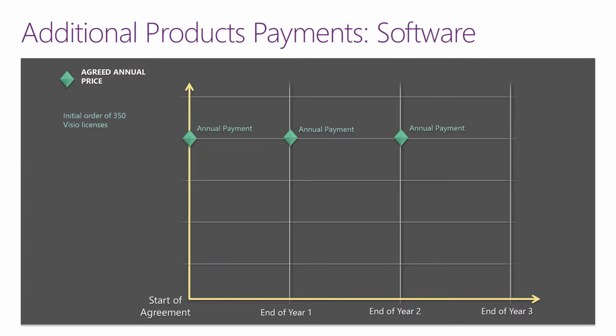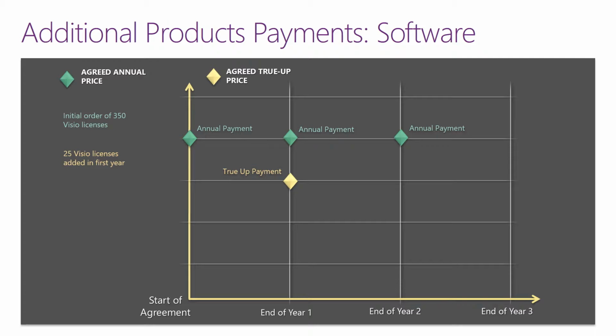In the same way that there was a mechanism to add more qualified devices, and thus Office licenses with the enterprise products, Contoso can add more purchases of Visio licenses at any time, and you can see here that they've chosen to do that in the first year. Again, a true-up price was agreed when the agreement was signed, and a single payment is made at the end of the year in which the licenses were added.